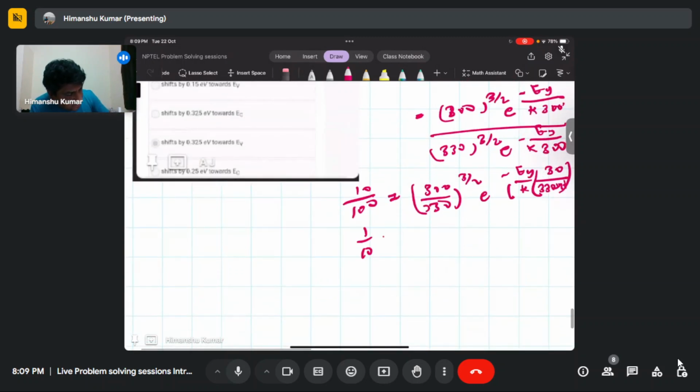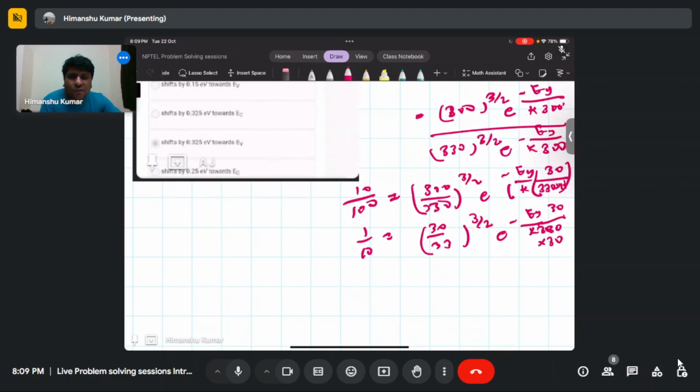So 1 by 10 equals 300 by 330 to the power 3 by 2, exponential of minus Eg by k times 30 by 330 times 300, and you can even simplify this further. So basically you need to find Eg from this. Will you be able to calculate?